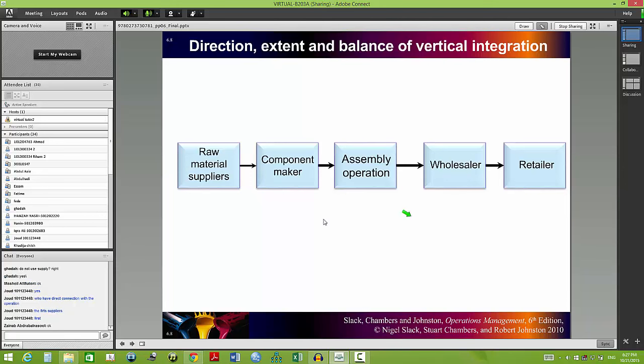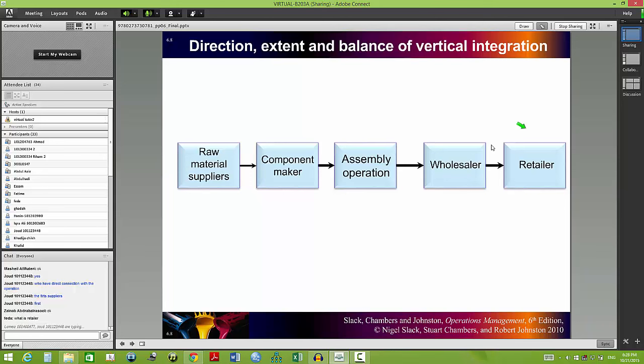Now we need to see another idea, which is what we call vertical integration. Vertical integration: when the integration happens with the suppliers, we call it upstream vertical integration.